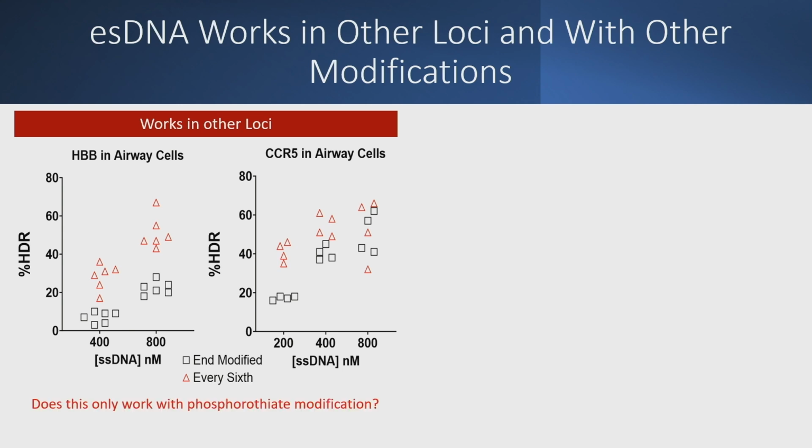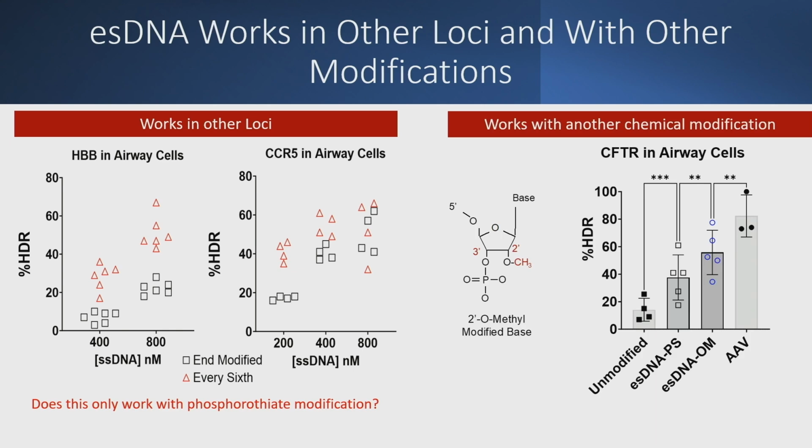So this is with the phosphorothioate modification. And as I mentioned earlier, there is a 2'-O-methyl modification that's commercially available that we wanted to try. We designed an ES-DNA template with the 2'-O-methyl modification and found that it also increased gene insertion over the unmodified single-stranded DNA.